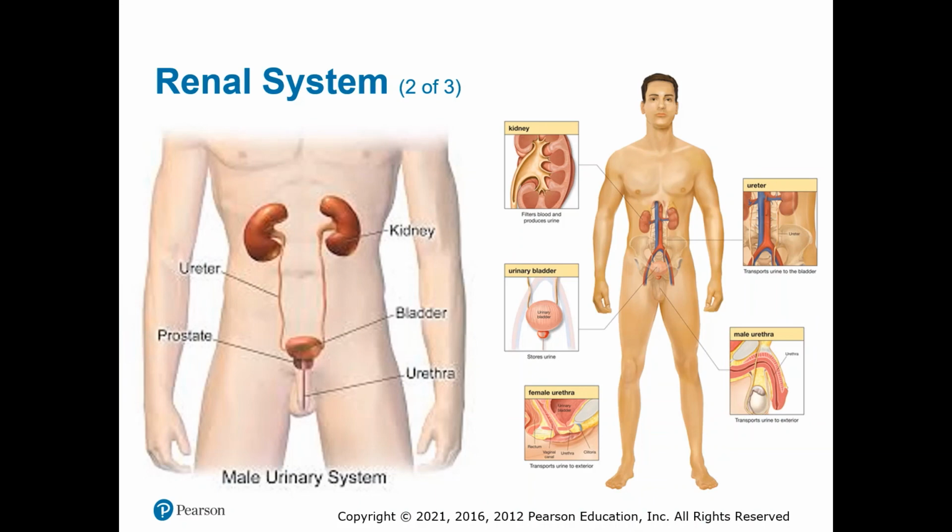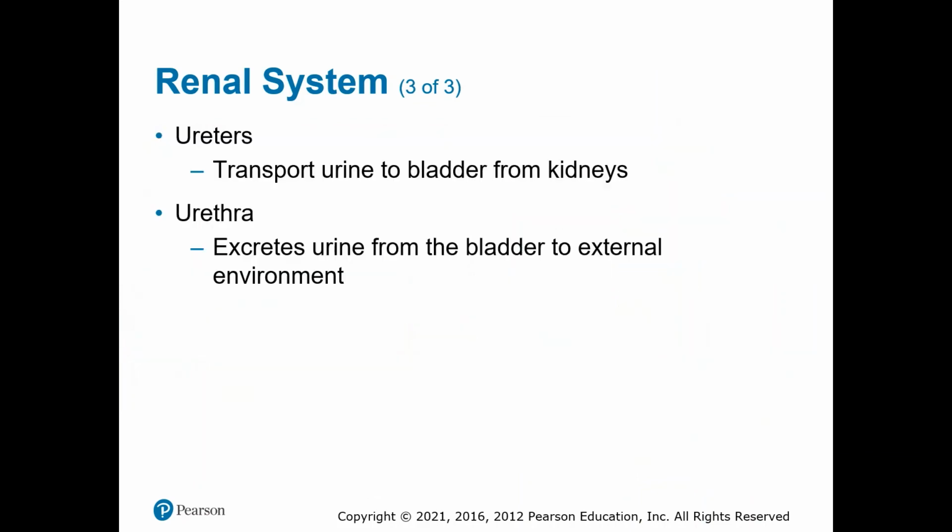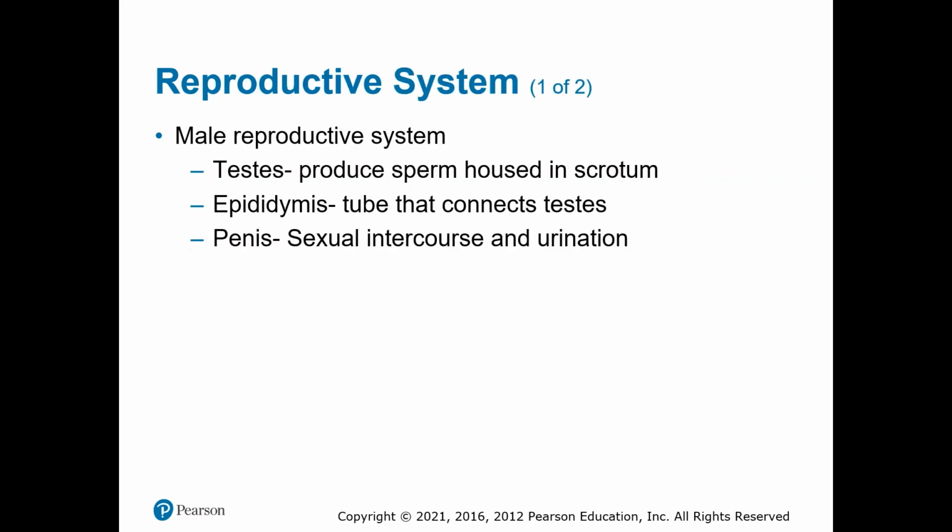Again, your male urinary system. You have your kidneys, your ureters that bring the waste from the kidneys to the bladder where it gets stored. And then when you have the feeling that you need to go to the bathroom, the prostate releases and allows the bladder to relax and excretes it out through the urethra. The ureters transport the urine to the bladder from the kidneys. The urethra excretes the urine from the bladder to the external environment.